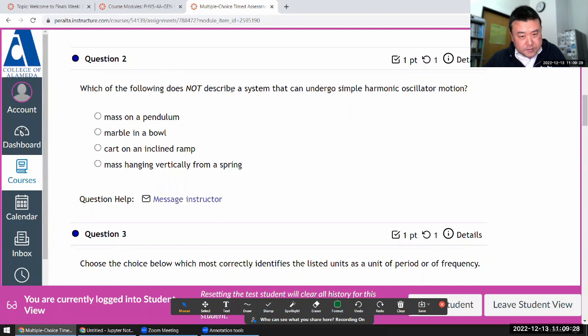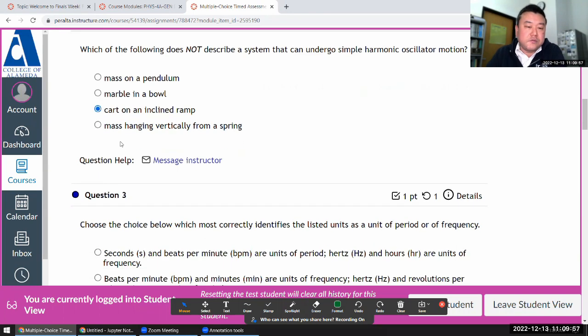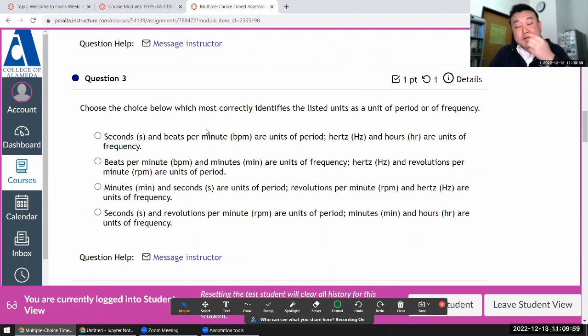Which of the following does not describe a system that can undergo simple harmonic oscillator motion? Okay, mass on a pendulum, that's probably fine. Marble in a bowl, depending on the shape of the bowl, it might actually undergo something like simple harmonic motion. Cart on an inclined ramp, so it doesn't have a restoring force. The force goes only in one direction down the ramp and doesn't come back, so that can't do it. The point of that question is that almost anything can undergo simple harmonic oscillator motion if there's some kind of stable equilibrium.